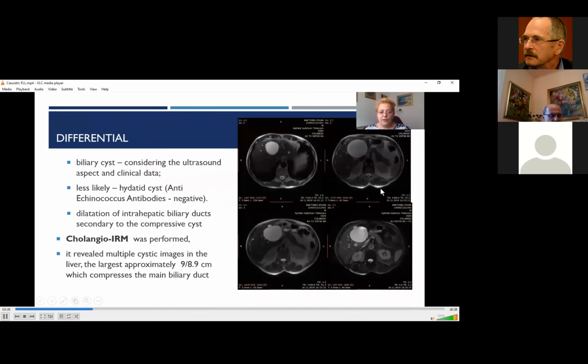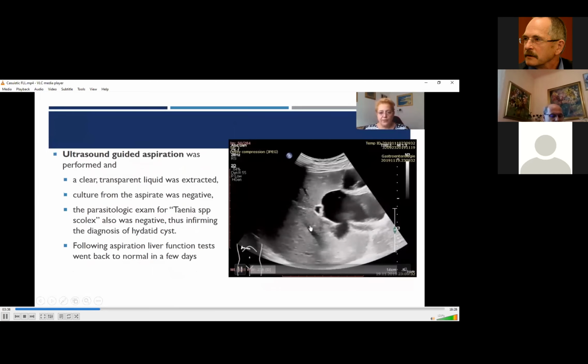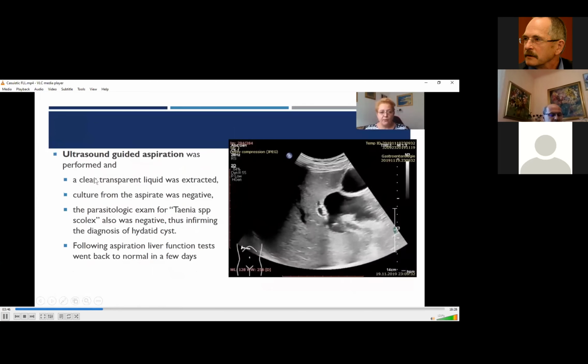And we performed a cholangio-MRI and it revealed the presence of several cysts, the largest one, the one that I showed you in ultrasound, which had a compressive effect on the main biliary duct. We performed an ultrasound-guided aspiration, and you can see here the needle inside the cyst, and fluid was extracted. The liquid was clear, transparent.